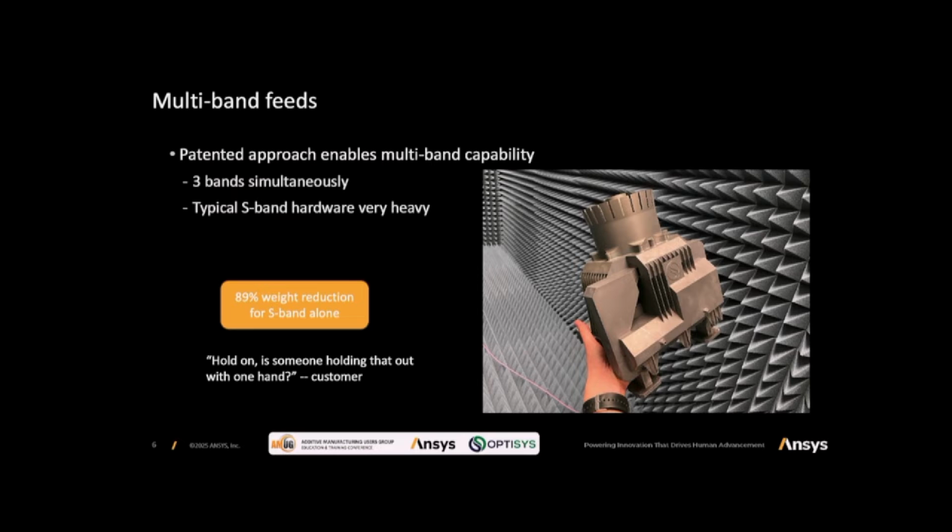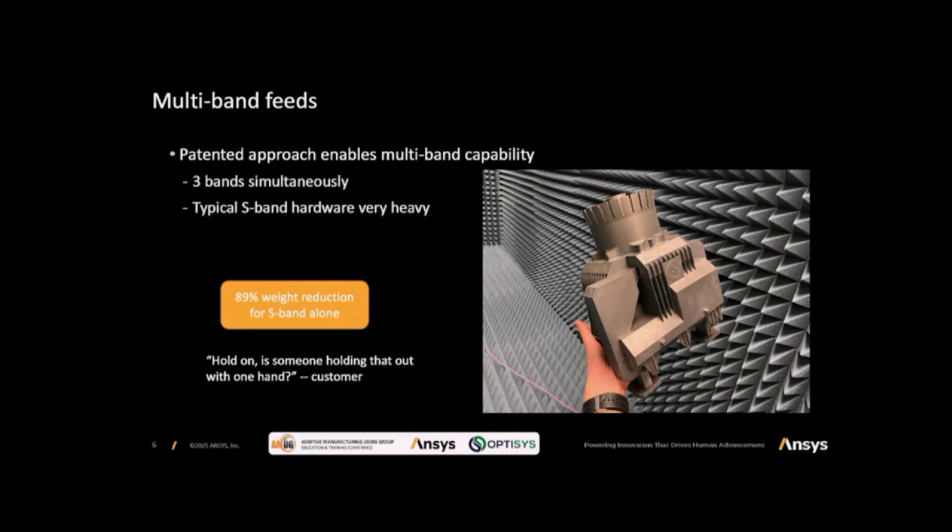They have patented capabilities, and they're building RF devices. They found a way to optimize those devices and print them with additive. If we look at this particular example, this thing weighs 1/10 of what even regular S-band components weigh. This is a tri-band component. Even just an S-band component that would do the same thing usually weighs about 10 times as much as this. I love the quote here from one of their customers. Wait, is somebody holding that with one hand? These are big things. And they do that by using forward-looking simulation capabilities.